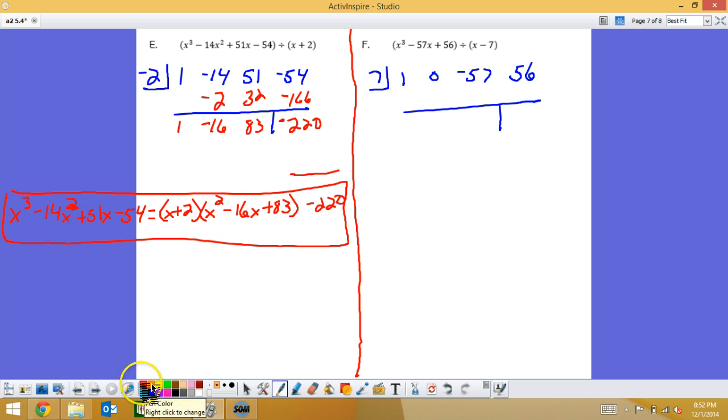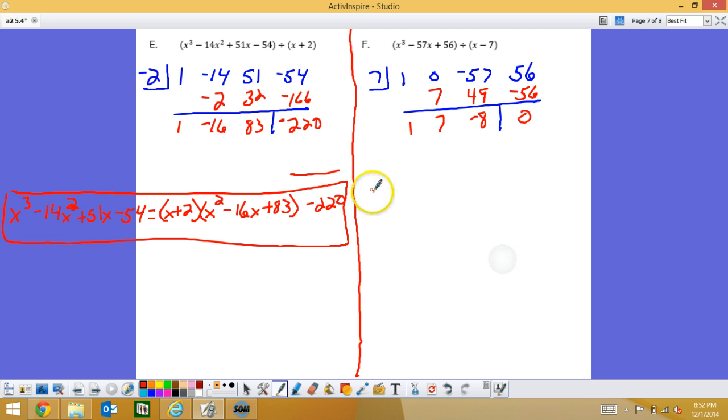So now we're ready to carry out the synthetic division by carrying down the 1. 7 times 1 is 7. Adding those two, we get 7. 7 times 7 is 49. Negative 57 and 49 is negative 8. 7 times negative 8 is negative 56. And looky here, again, we have no remainder.